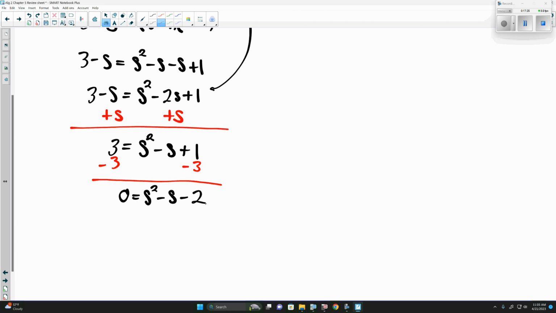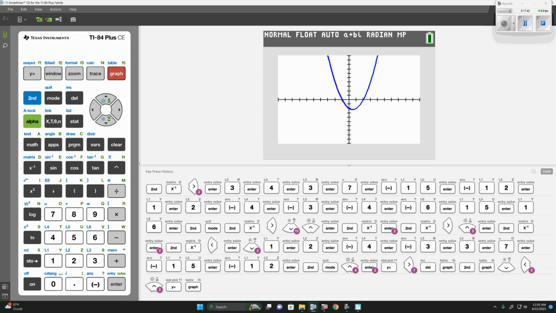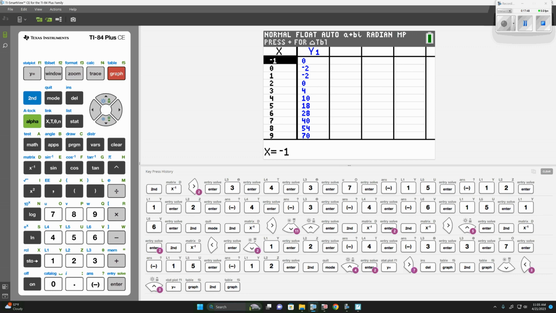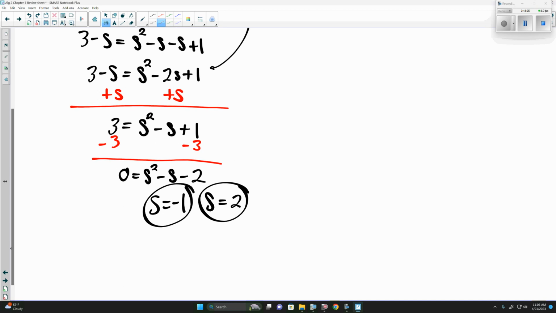Now at this point here, we can solve it. We can solve it by factoring, graphing, completing the square, or quadratic formula. Now if we graph it, I'm going to replace s with x. So we have x squared minus x minus 2. And if we graph this, we get this here, and it does cross the x-axis in 2 places. If we go second graph, look at the table, our 2 solutions are negative 1 and 2. So it's telling us s is equal to negative 1 and s is equal to 2. Any questions on this here before we check these 2 values?